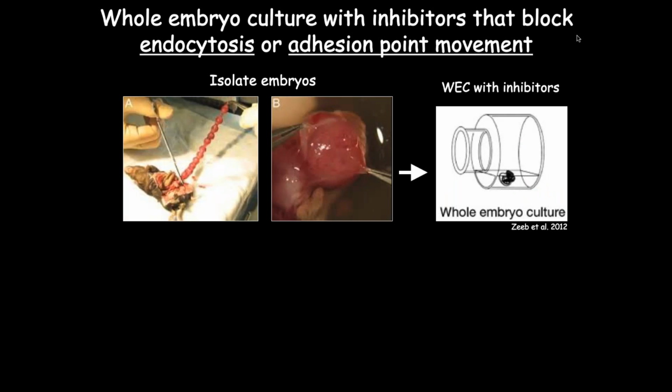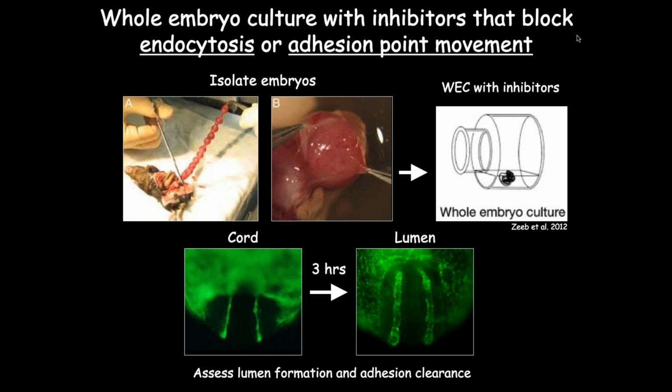So he used a system, and we're going to use it throughout the talk, which is whole embryo culture. What we're showing you here is a mouse, and we're taking the embryos out of the mouse, within their decidua. We're putting them in these bottles with media, and they're being cultured, and they will live this way. Mouse embryos are very difficult to culture. They're not like frog embryos, which are easy to culture for days outside the mother. These mouse embryos are a little bit tougher. But this whole embryo culture was great, because we could do it right during the time when these cords were opening up lumens, which takes about 3 hours.